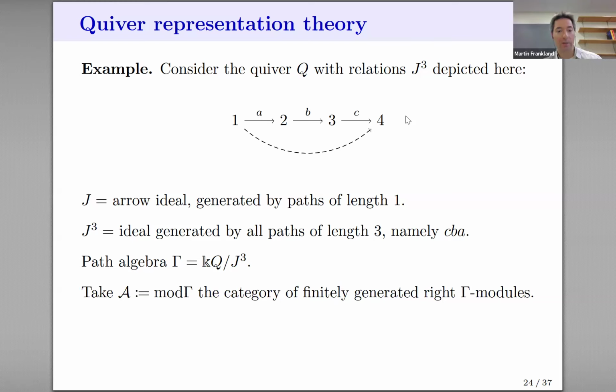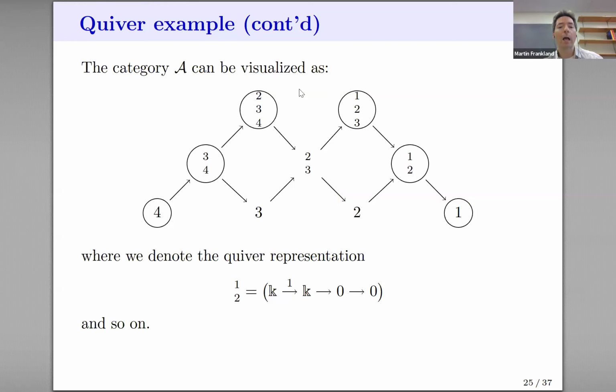And then we take modules, well, finitely generated modules, that's my lowercase mod is finitely generated. Right, gamma modules. I mean, they're just the representations for that quiver with relations. And there are some interesting objects in there. I'm using this notation where I indicate where there's a copy of the base field K.